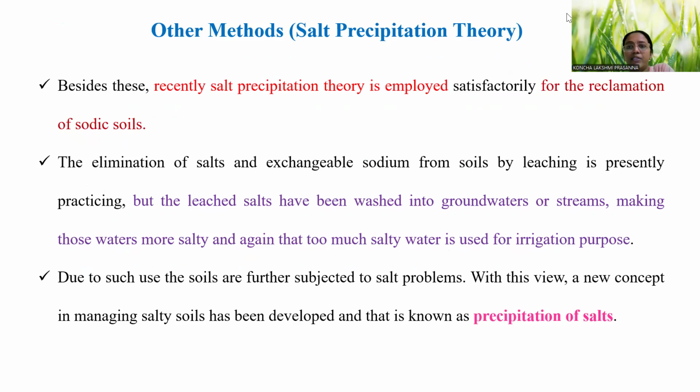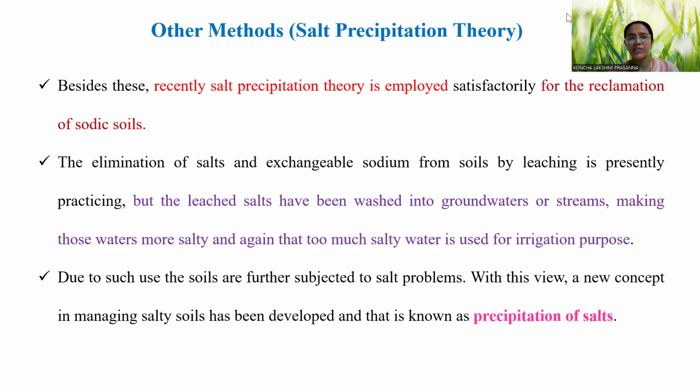The salt precipitation theory is generally employed for the alkali soils or the sodic soils. During the leaching down of the salts into the groundwaters, more amount of salts are leached down, making the waters more and more salty. Due to the presence of more salty layers, this water cannot be used for irrigation purposes. So in order to reduce the amount of salts in those layers or in the water table, the salt precipitation theory has been evolved.